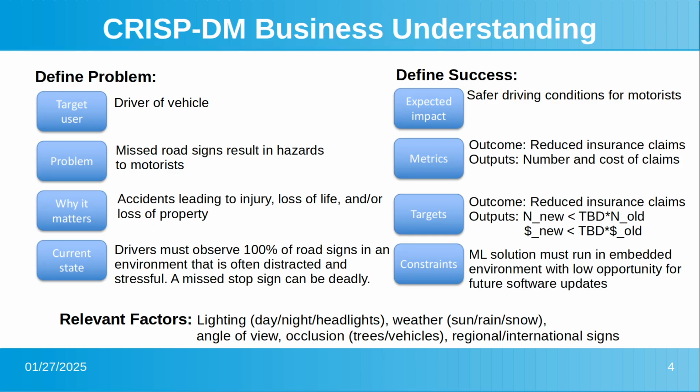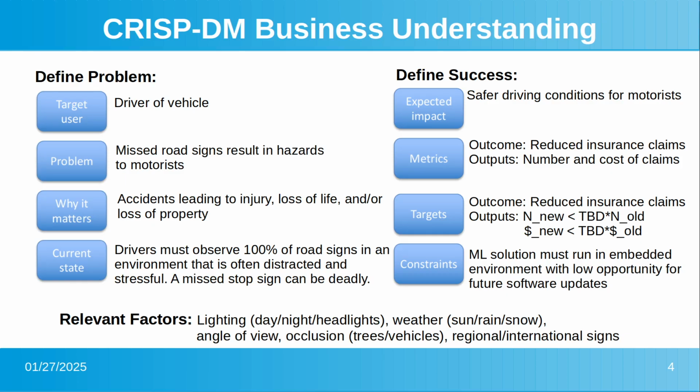Define success. Expected impact is safer driving conditions for motorists. The metrics that we would evaluate this on would be reduced number of insurance claims and cost of the claims. Some of the targets would be a to-be-determined fraction of the old claim. We would want the new number of claims to be less than the old by some percent, and also the cost as well.